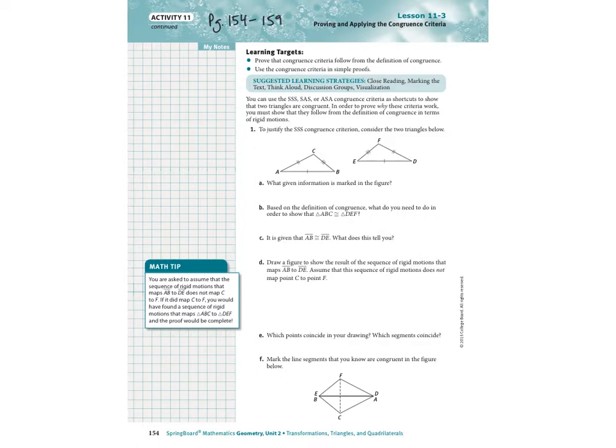Congruence Criteria. So go ahead and pull out pages 154 through 159. We're actually going to be skipping a couple pages in between because we're really going to be focusing in on understanding how we can go from one idea to another. And just giving you a heads up, we are going to be doing proofs. So we're going to save that kind of for the end of the lesson, but let's go ahead and start looking at our learning targets.